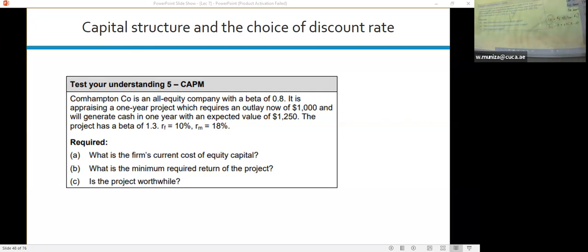What is the minimum required return of the project? How much is the required return of the project? The project beta is 1.3. So we are now going to compare it with that. Now the required return of the project: the risk-free rate of return is the same, beta is now going to be the project one, 1.3, E(Rm) is 18 and risk-free is 10. This will be the required return.